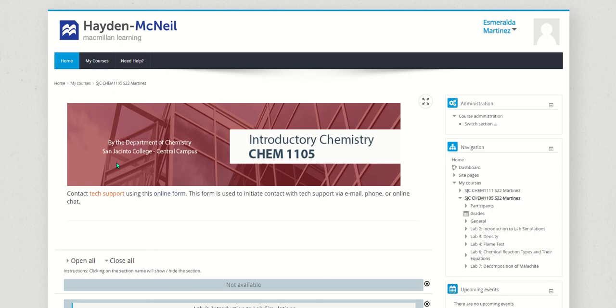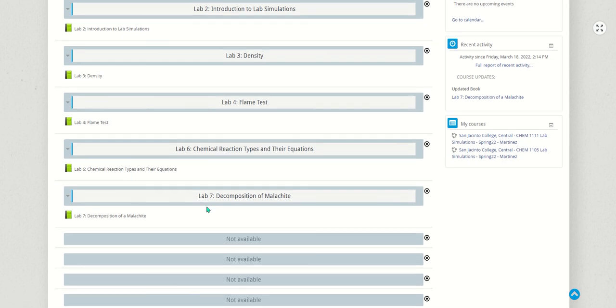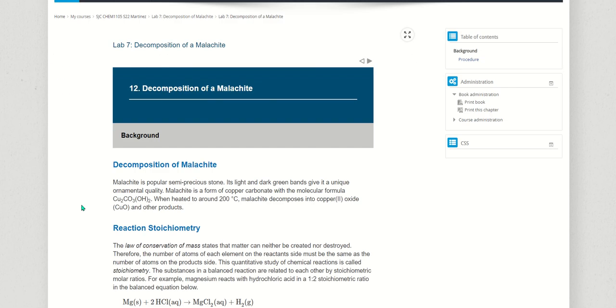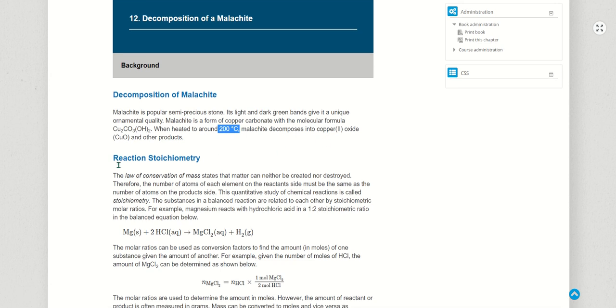Once you log in with your own account, of course, you see the previous labs we've completed, and then you're going to see lab 7. So you're going to open up your lab 7 with the little green icon. Here is the introduction. Malachite is a popular semi-precious stone. It has really beautiful colors, light and dark green bands. But overall, the chemical formula for it is what we just discussed. And when we heat it up, it decomposes into copper oxide. So that's the reaction that we're looking at here.